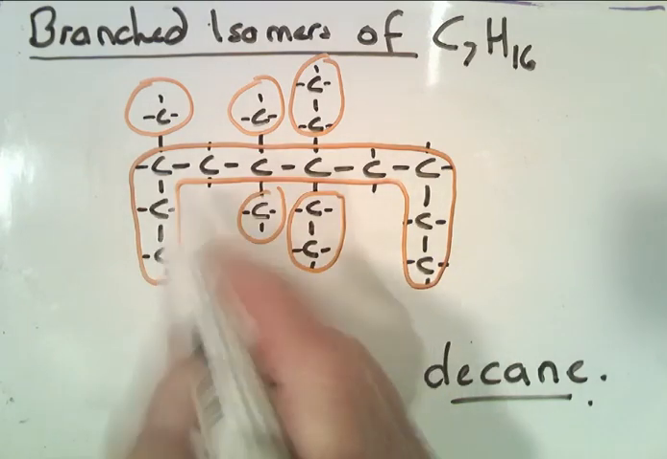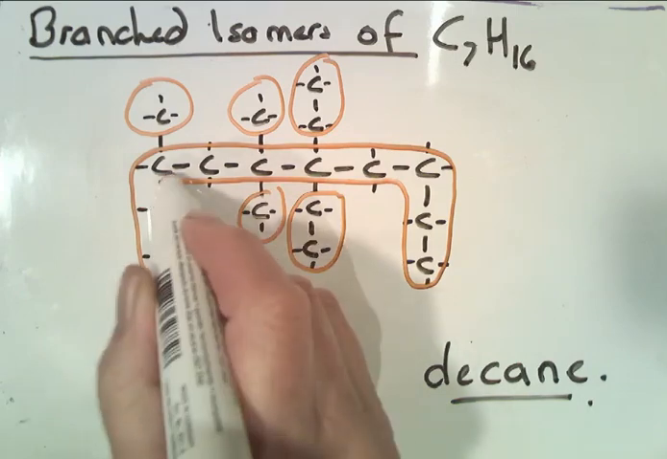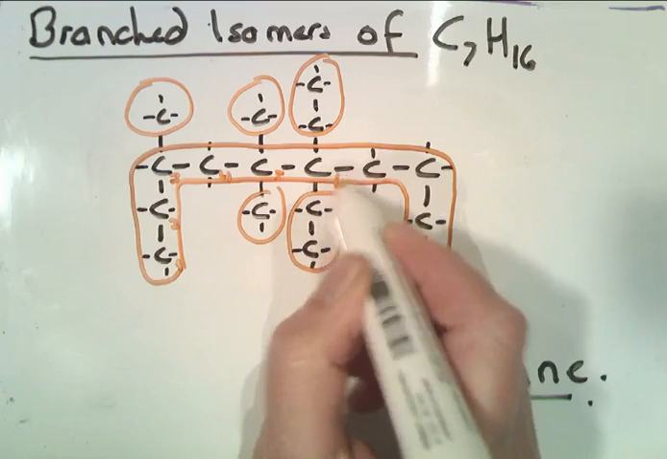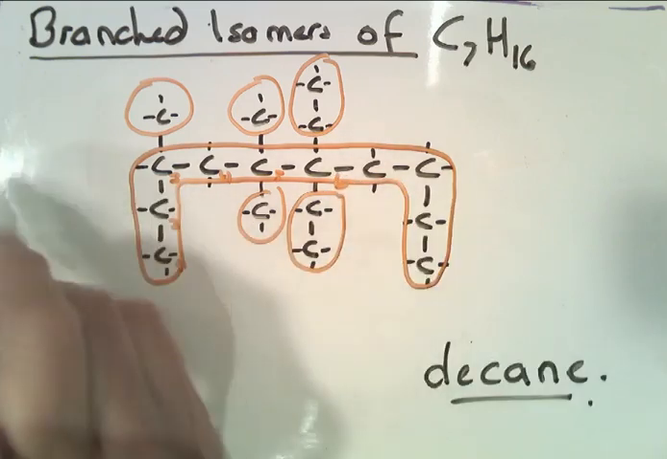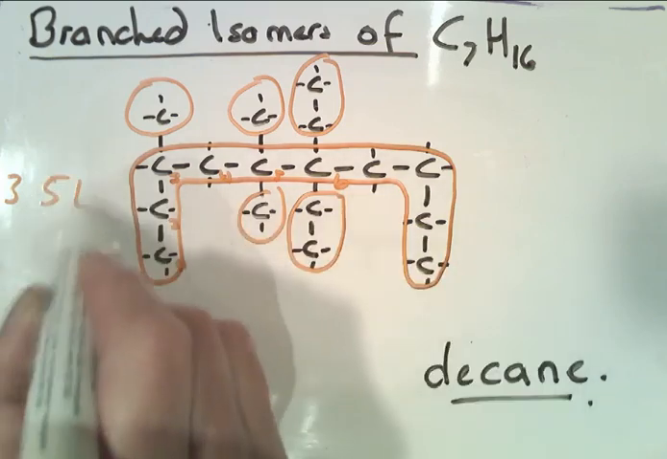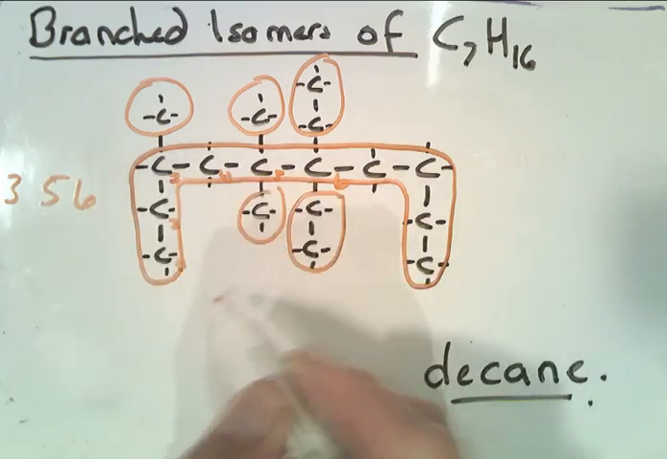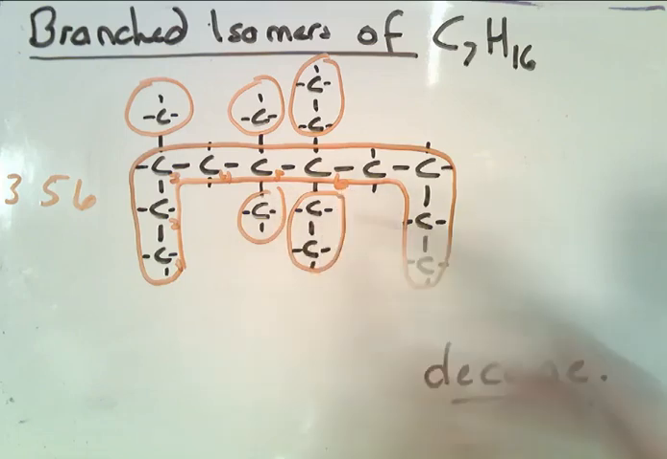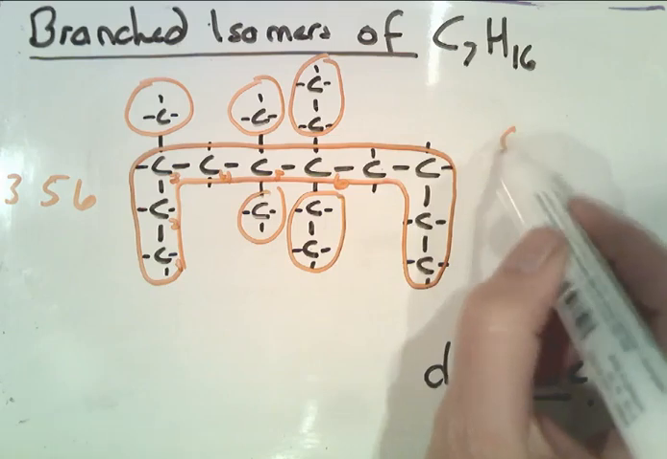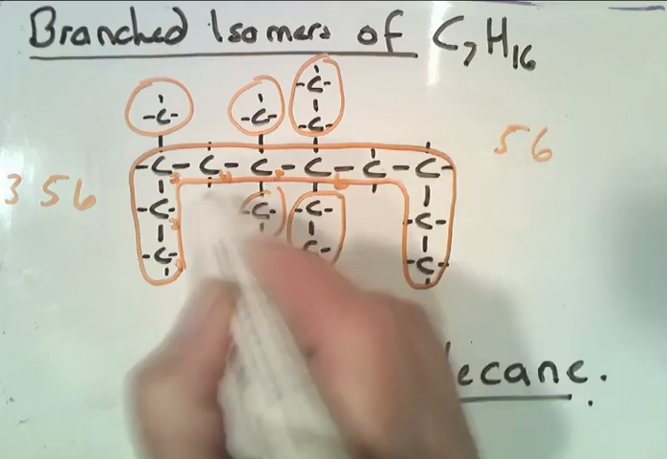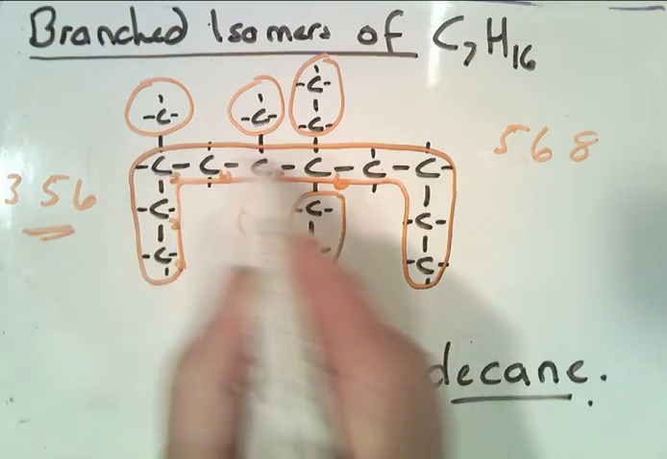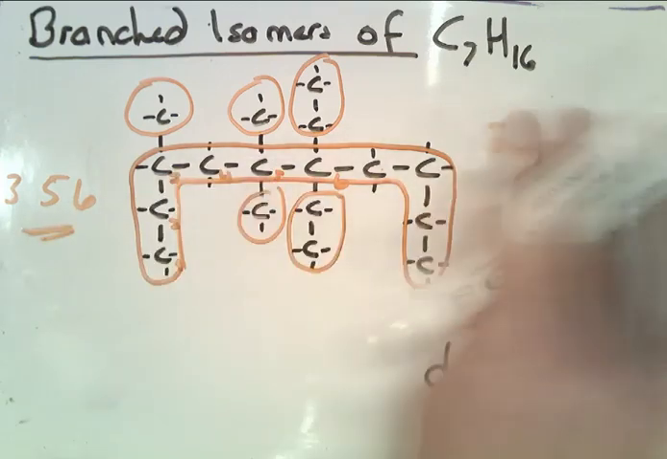So if we numbered them from here, 1, 2, 3, 4, 5, 6, then we would have a 3, 5, and 6 being the carbon numbers that our groups are on. If we went from this direction, we would have 1, 2, 3, 4, 5, 6, 7, 8. So clearly we need to go from this direction to get the lowest numbers.